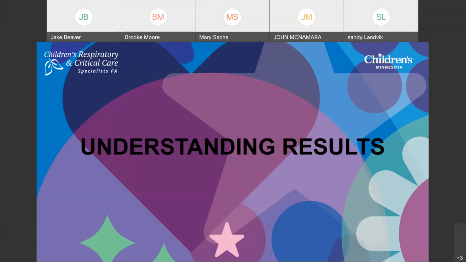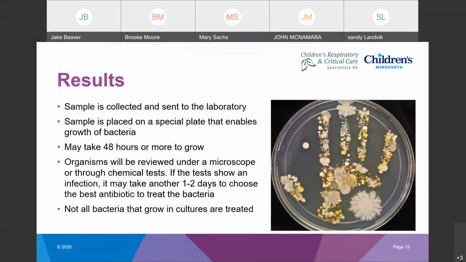And I do think we take that for granted. So back to the basics. So before we can get to the results, you have to know what happens. So the sample is collected and sent to the laboratory. It's placed on a special plate that enables the growth of bacteria. And it takes about 48 hours, sometimes longer, for the cultures to grow.